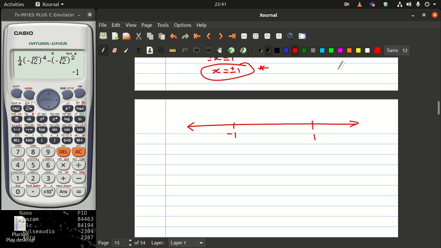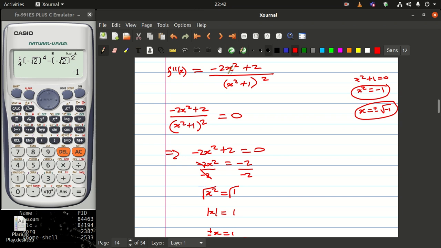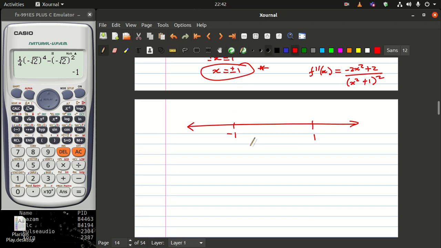And then the next thing, remember that our f double prime of x was equal to negative 2x squared plus 2 all over x squared plus 1 all squared. So that is the second derivative with respect to x. So the next thing is, I want to pick a value that is less than negative 1, let's say negative 2, and then I take this negative 2 and plug it here and see if I'm getting a positive or a negative. I pick a value between negative 1 and positive 1, which means 0, and a value that is bigger than that, which is 2.